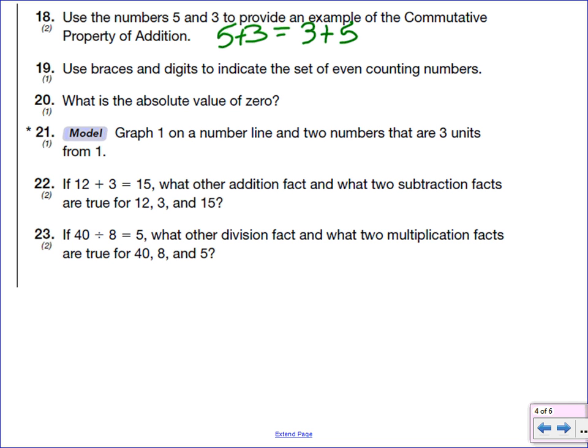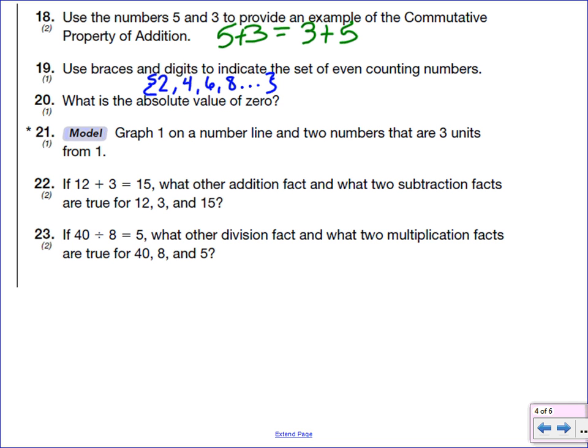Use braces and digits to indicate the set of even counting numbers. So braces, what they're talking about are the squiggly parentheses. And if I'm going to count by even numbers, I start with 2, 4, 6, 8, and so on. The dots, dots, dots mean it goes on like that.